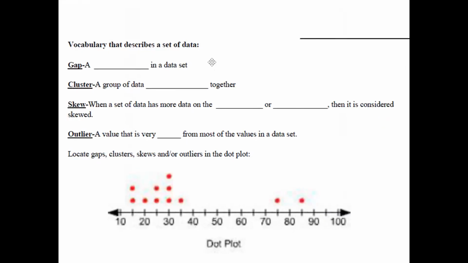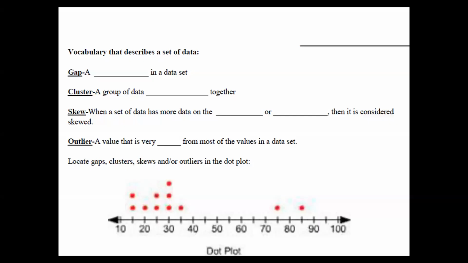Okay, now let's go ahead and fill in the blank. A gap is a blank in a data set. A cluster is a group of data gathered together. Skew is when a set of data has more data on one side, the left or right side, then it's considered skew.